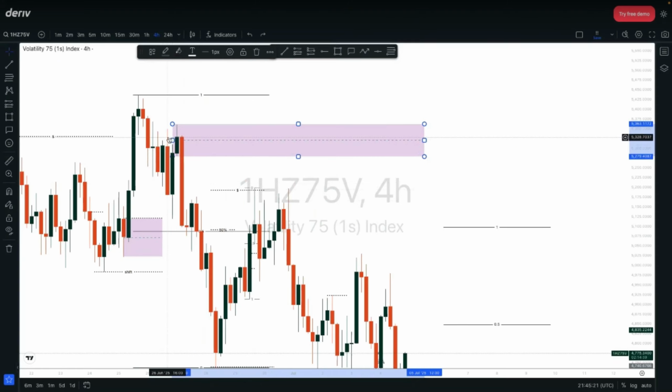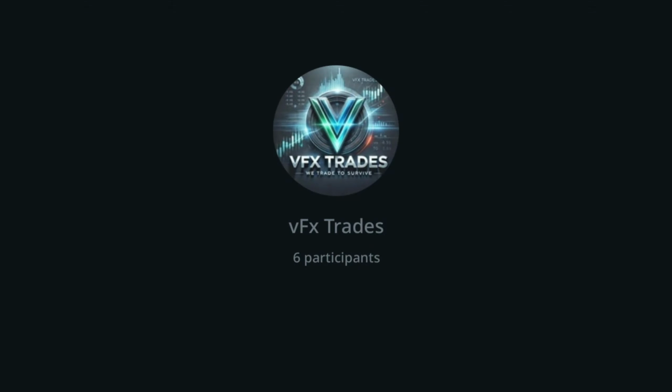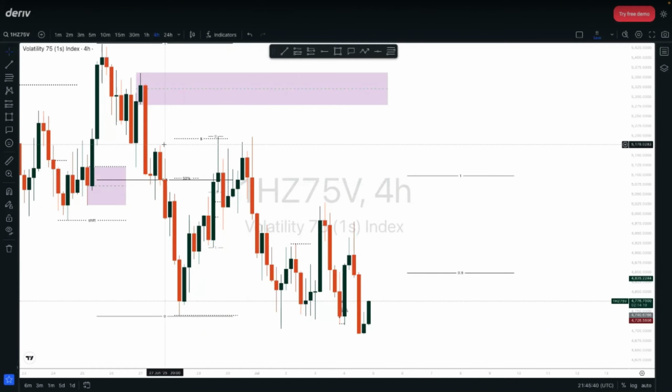But what I have found is that it doesn't have to go to that area. A 50% retracement is a good enough retracement. If the market wants to do a market continuation, it will just continue from there. And remember, the market always leaves liquidity behind. Just like it's going to take liquidity, it's also generating future liquidity.